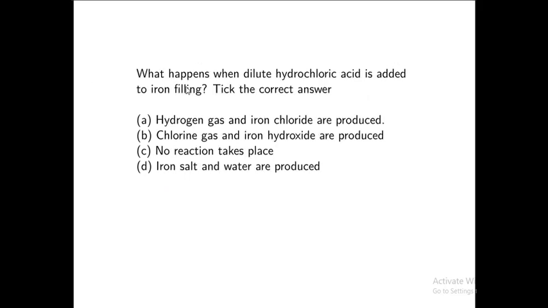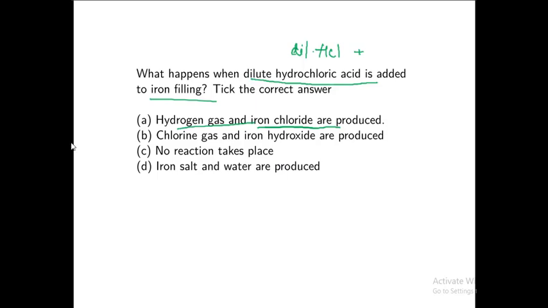So next question: what happens when dilute hydrochloric acid is added to iron filings? What will be the reaction? You are going to see hydrogen gas and iron chloride are produced. Okay, when dilute HCl is added to iron filings, you are going to see hydrogen gas and iron chloride produced. So this is the answer.